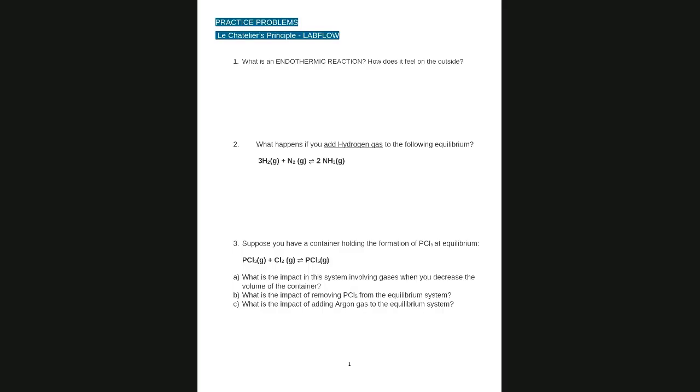Okay, let's look at the first question. What is an endothermic reaction? We already said that. How can I write an endothermic reaction? And how does it feel on the outside? Because I think that's a question that we will need to answer somewhere in the quiz.